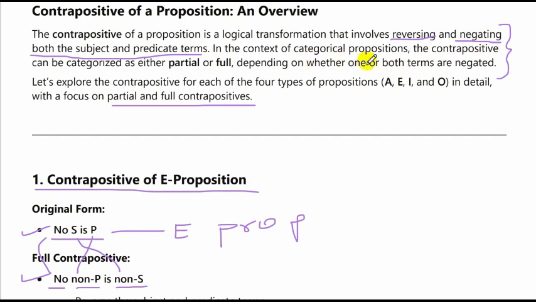In the context of categorical proposition, the contrapositive can be categorized as either partial or full. Now this is a full contrapositive. In the partial contrapositive, only one, either the subject is negated or the predicate is negated. Now let's explore the contrapositive for each of the four types of proposition A, E, I, O in detail with a focus on partial and full contrapositives.